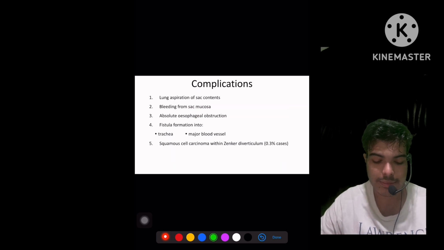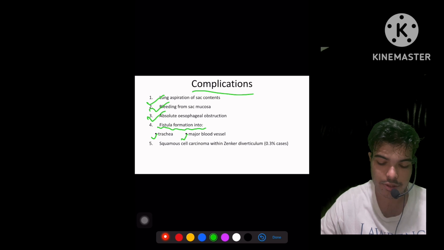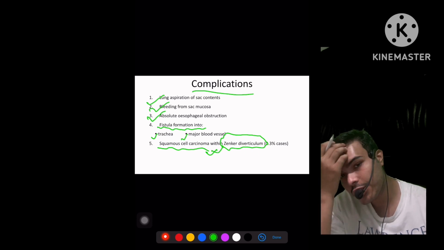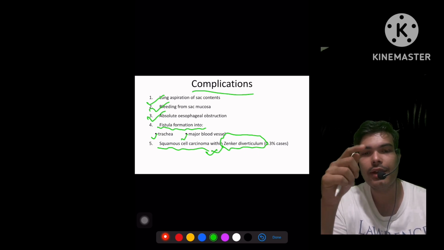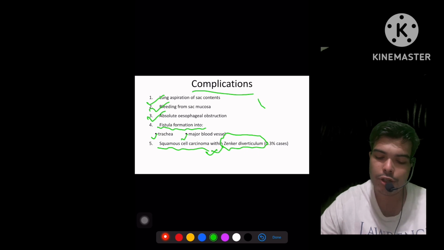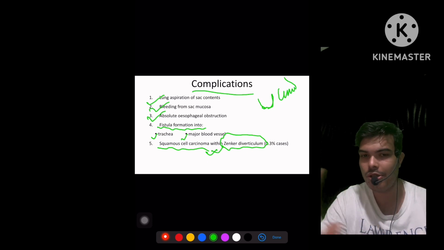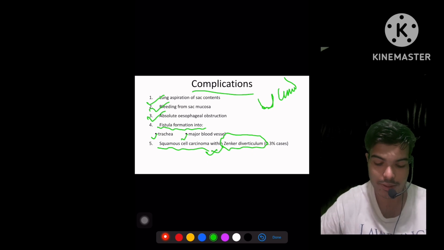Complications: lung aspiration can be there, bleeding from the sac mucosa, absolute esophageal obstruction, fistula formation into the trachea or major blood vessels, and squamous cell carcinoma within the Zenker's diverticulum. It can also result in a tumor. To differentiate it, you just go for an MRI, and you can see that if the sac is well defined, there are no corrugations or distortion of the sac, it's just a pouch. But if there are corrugations and distortion, then it can be a squamous cell carcinoma, okay.